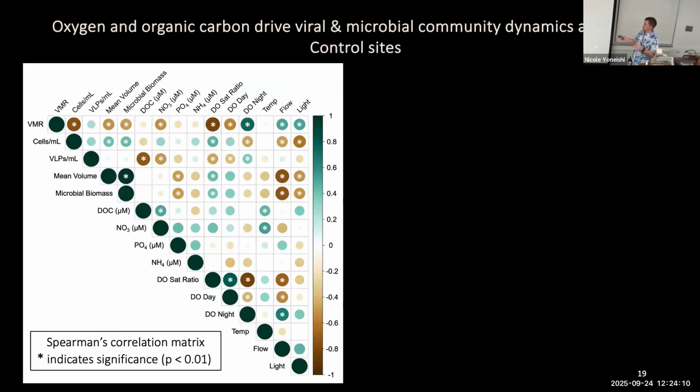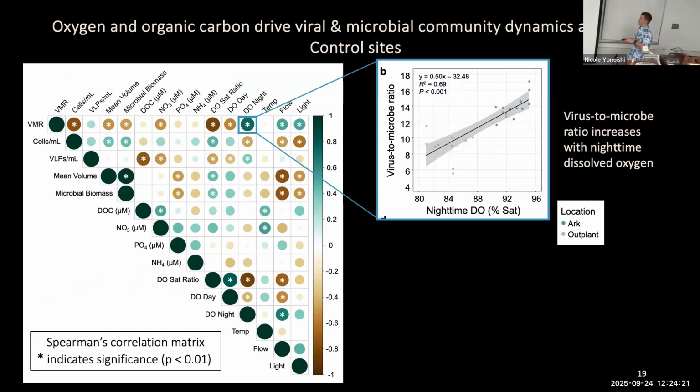We looked at the relationships between all these different parameters. This is a Spearman's correlation matrix where the green bubbles are positive associations, brown bubbles are negative associations, and the asterisks are significance. I want to pull out a couple of interesting ones. There is a really strong positive relationship between the virus-microbe ratio and dissolved oxygen, which hints that this metabolic switching from lysis to lysogeny, our viral infection strategies, is somehow related to oxygen. We have some ideas for why that might be the case molecularly, and I'd be happy to chat about that if anybody's interested in viruses, but I will not bore you if not.